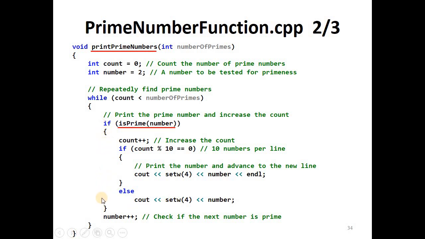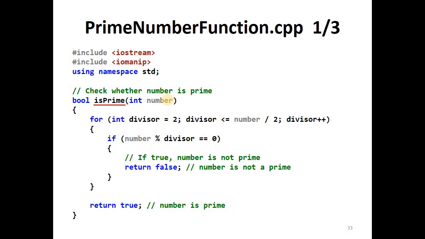After checking, the number is incremented, and as I said, this loop continues to iterate as long as the counter is less than 50. About the algorithm used to check whether the number is a prime or not, I describe its operation in the next video.